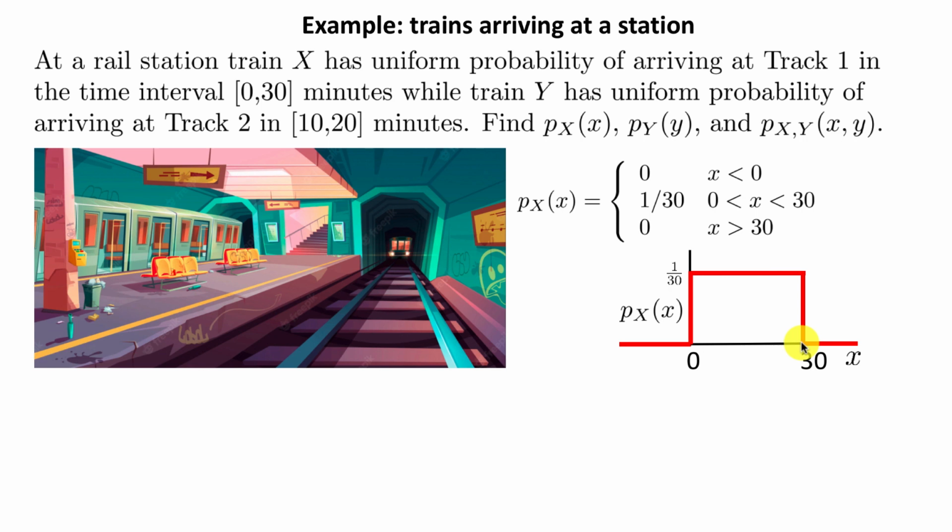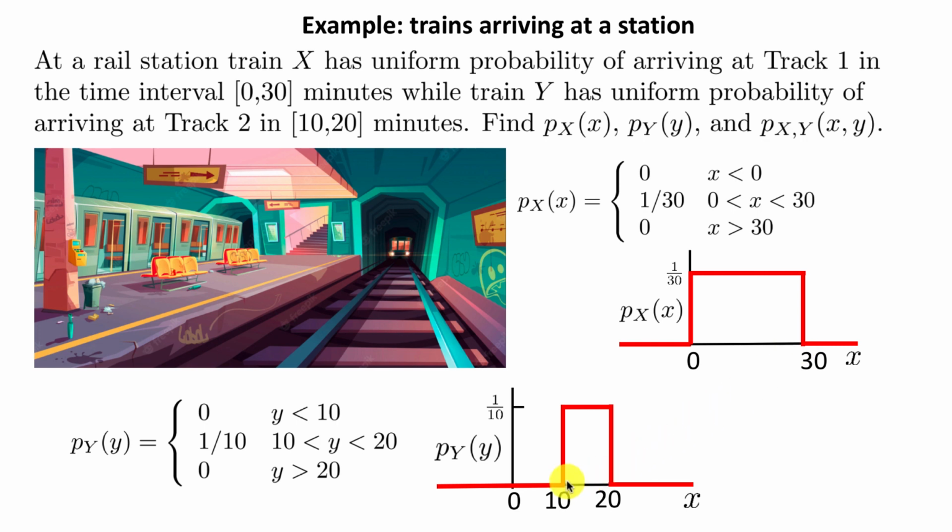We can do exactly the same with the other train, which must arrive between 10 minutes and 20 minutes. Since the area under this must be equal to 1, this height has to be 1/10. So this interval here is 10 minutes, and this is 1/10. Their product is 1. In terms of formulas, here's how you would write this. P of y is 0 if y is less than 10. It's 1/10 if y is between 10 and 20. And it's 0 if y is bigger than 20.